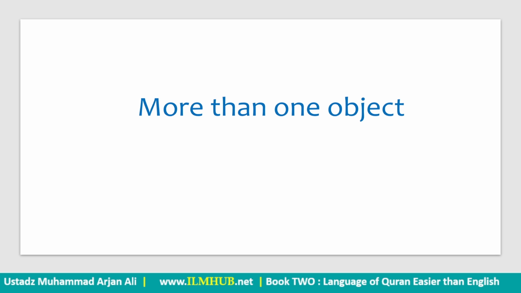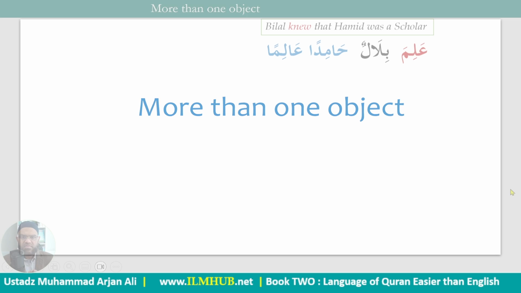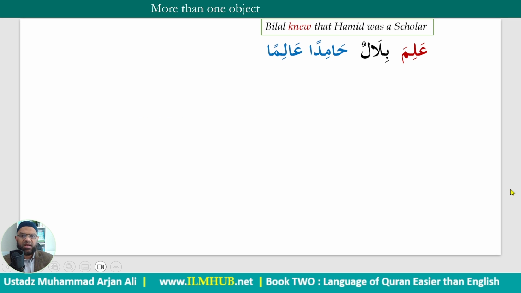Two more sentences with more than one object. We looked at situations where we have a verb that requires an object, but there are certain verbs that require more than one object. And here is one example. Bilal knew that Hamid was a scholar. In order to say this in Arabic, I can do it by using two objects.